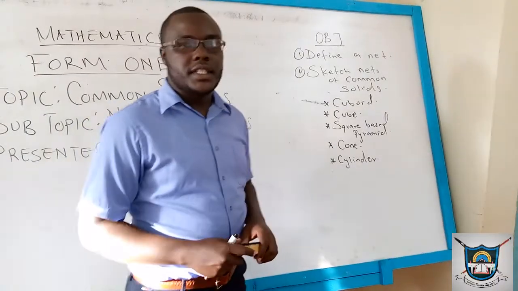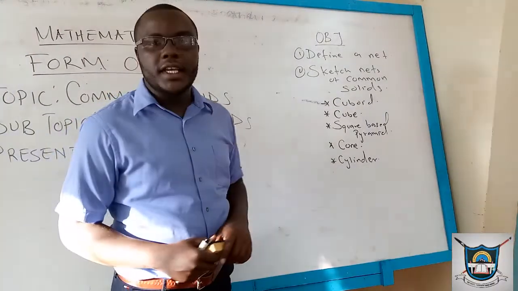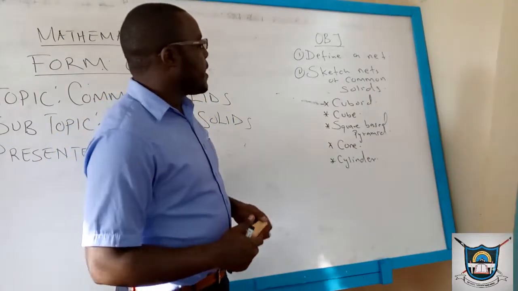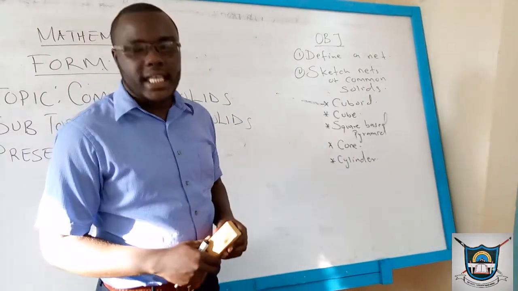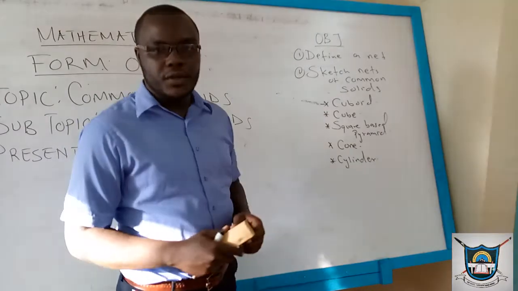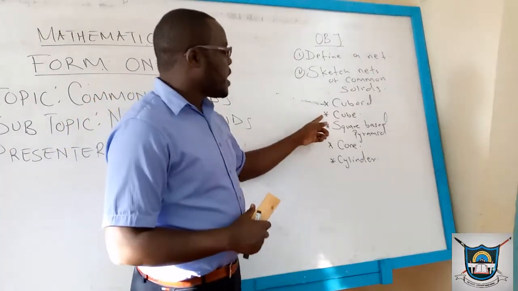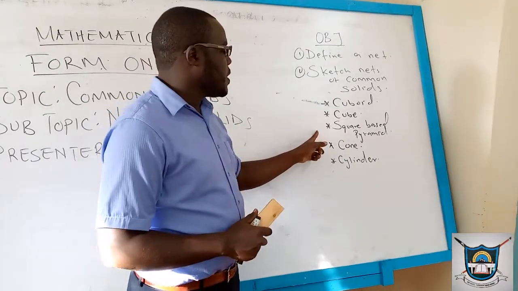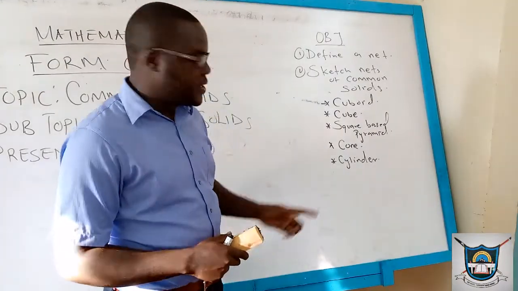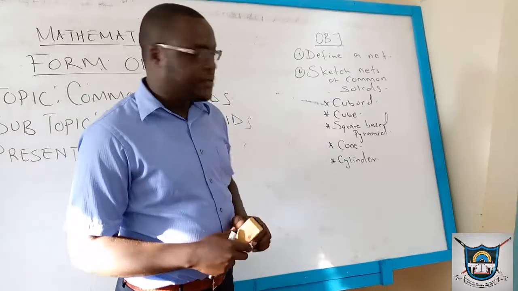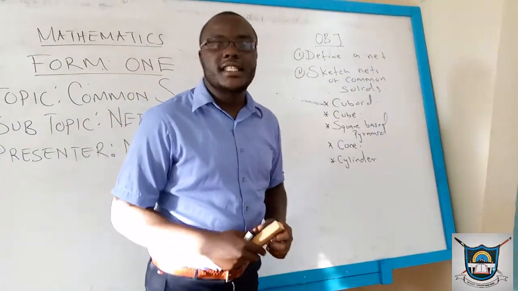Let us start with today's objectives. The first objective, you should be able to define a net. Next, you should be able to draw sketches of common solids, for example, a cuboid, a cube, a square-based pyramid, a cone, and a cylinder.